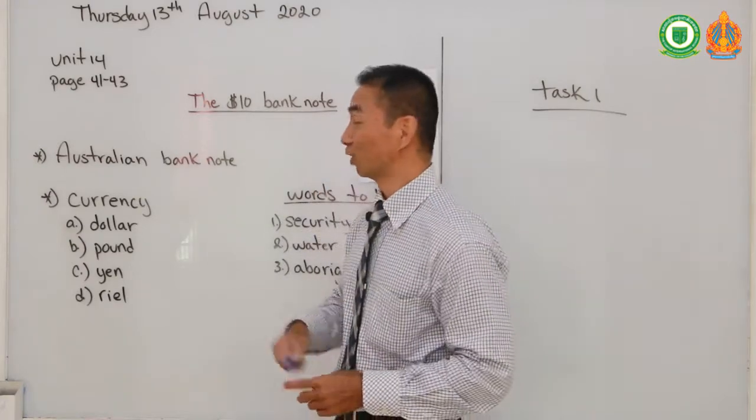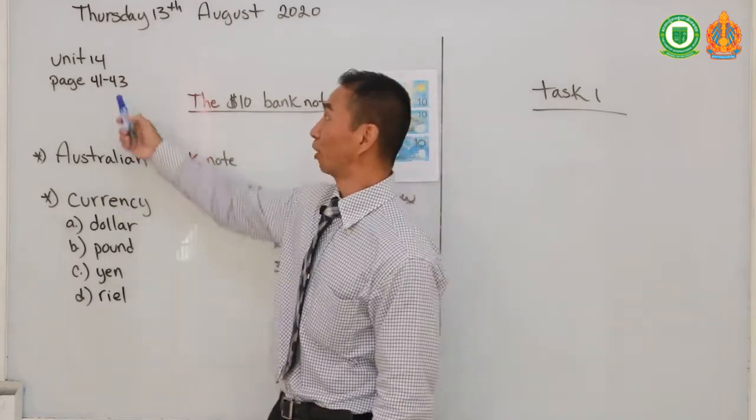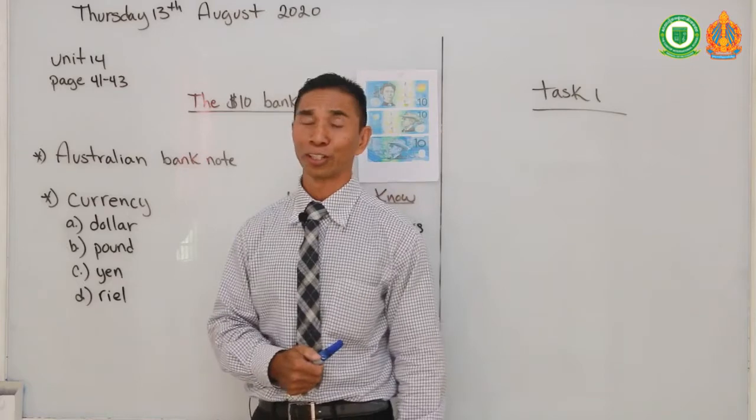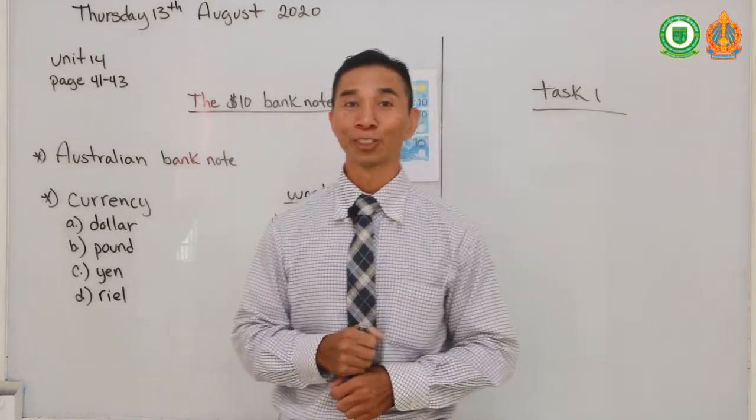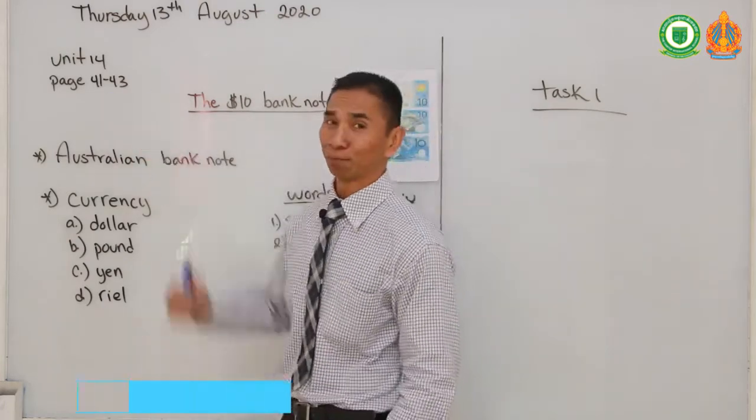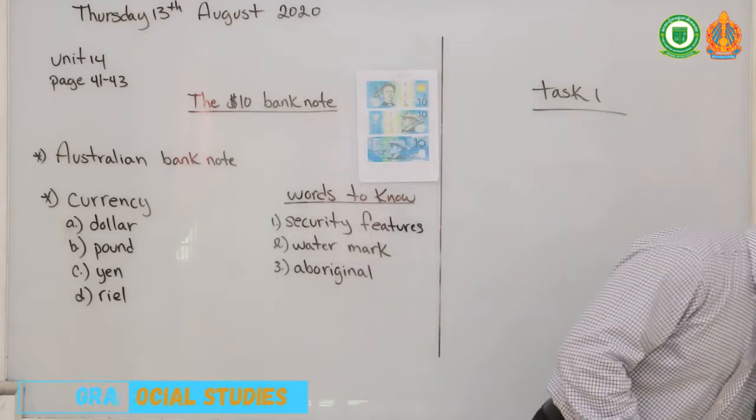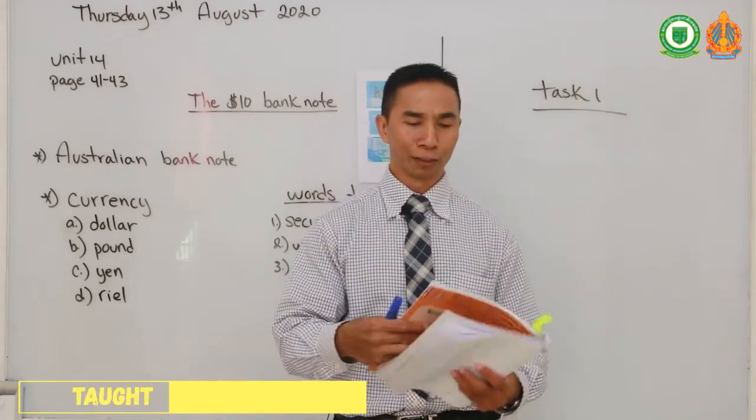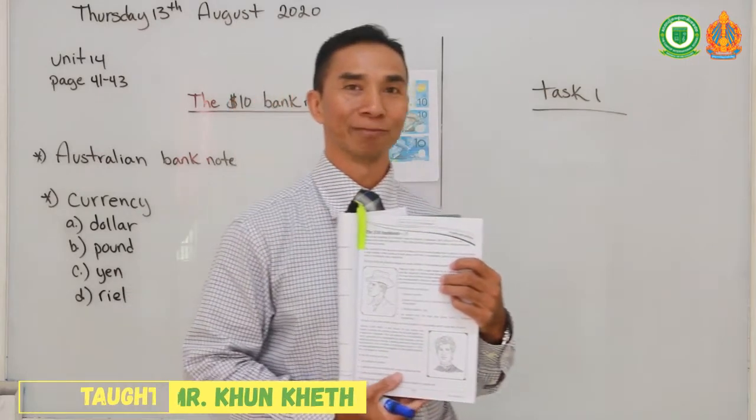Thank you. Now we're going to continue our lessons in Unit 14 today, starting from pages 41 to 43. We will continue from where we left off in Term 3. Are you ready to get started? I hope so. Can you please bring out your book and turn to page 41? Page 41 is about the $10 banknote from Australia.